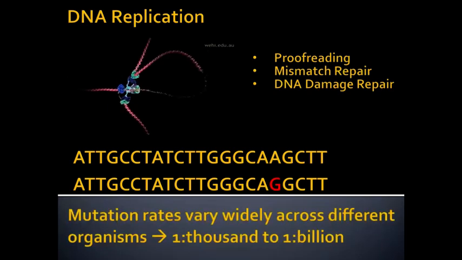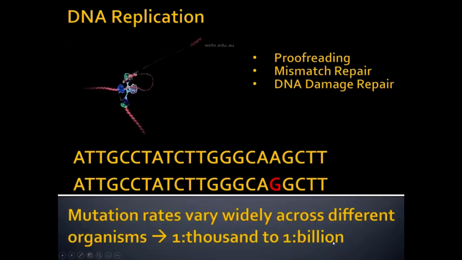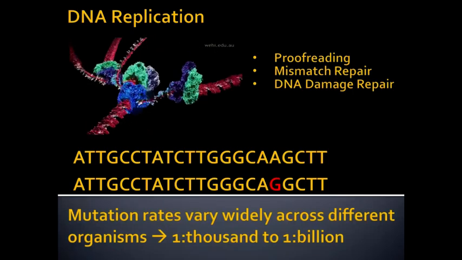And when we look at this, the mutation rates vary widely. Some organisms have a fairly low mutation rate, 1 in a billion. And this means that there are very, very few. But the human genome is 3.2 billion base pairs long.